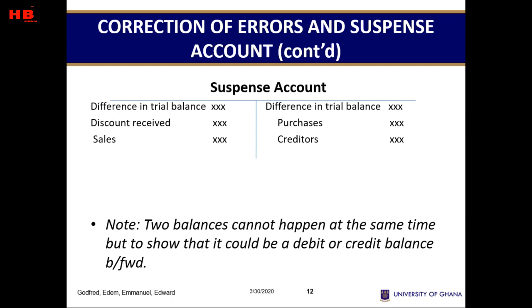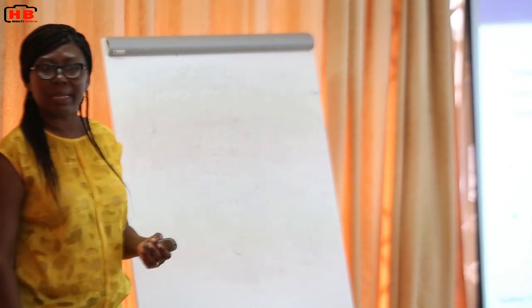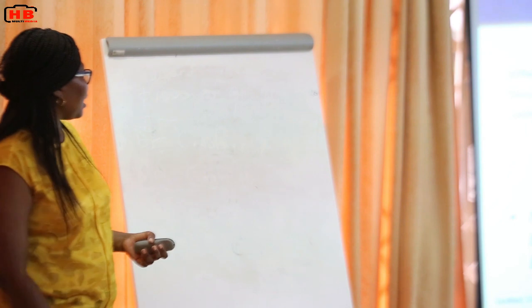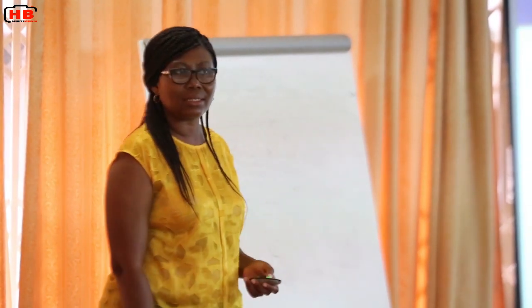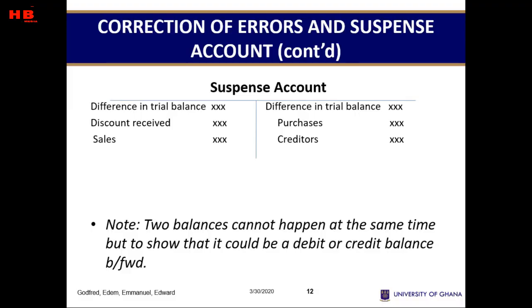The suspense account is a T account. If you look at it, we can have the difference in the trial balance either on the debit side or on the credit side. It doesn't mean that at every point in time the two sides will have a balance. No. If the suspense account difference occurs and it's at the debit, you put it as a debit. If it's on the credit, we'll put it as a credit side. Okay?